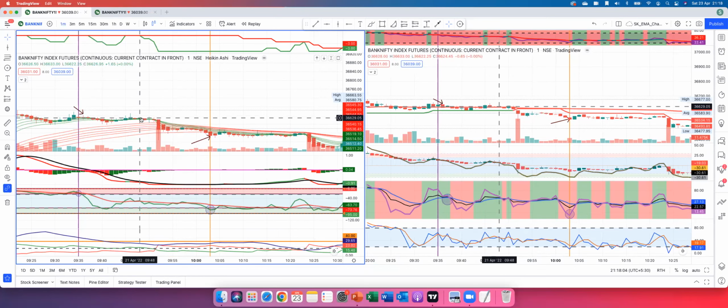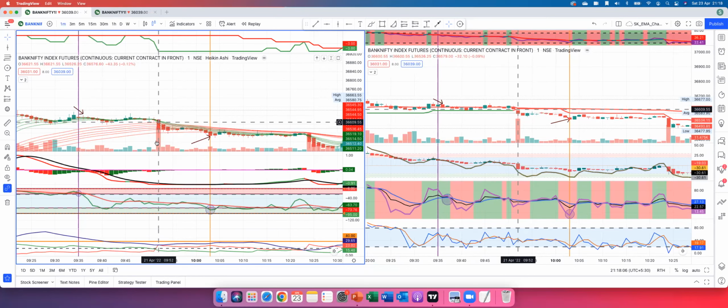It was not moving much, but there was suddenly one candle that came at this time, 9:52, which went for almost 100 or 110 points. And by the time I realized I need to exit, I missed this exit. I should have exited over here, right?